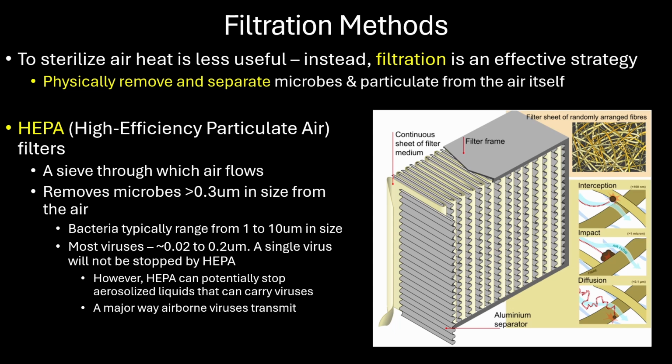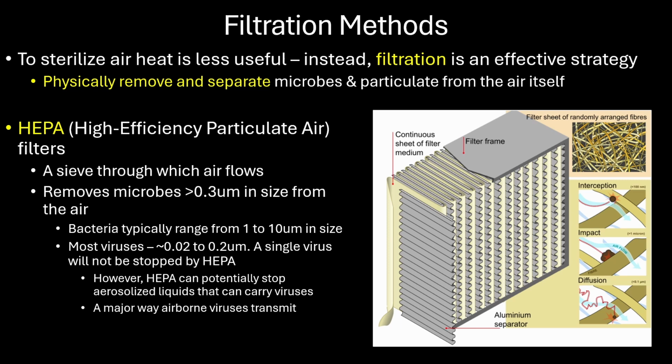So now we're going to explore some other methods that we use to achieve asepsis. One way that we can do that is through filtration. We can, of course, use heat, like hot air, to do sterilization, but sometimes this is less effective. Instead, filtration is a more effective strategy where we are physically removing and separating microbes from the medium that they inhabit, either air or water.